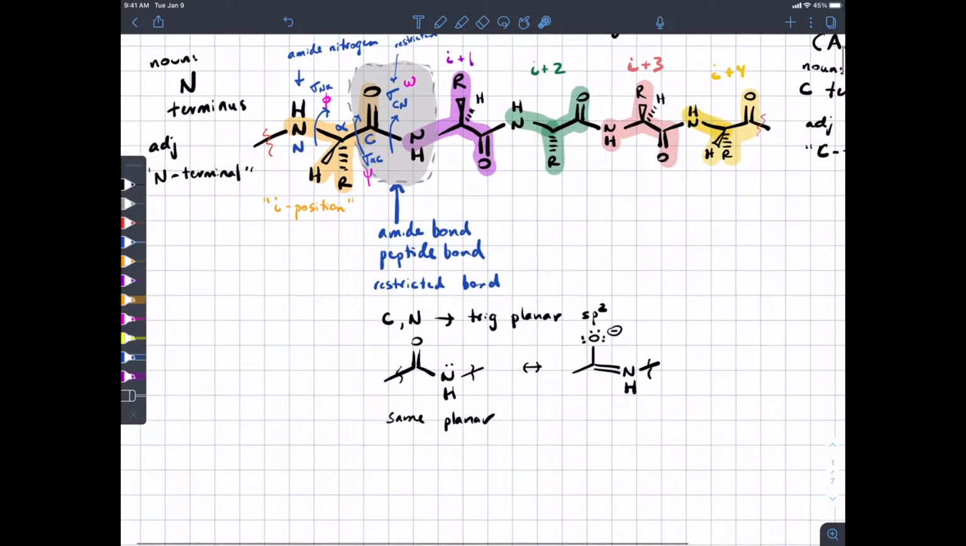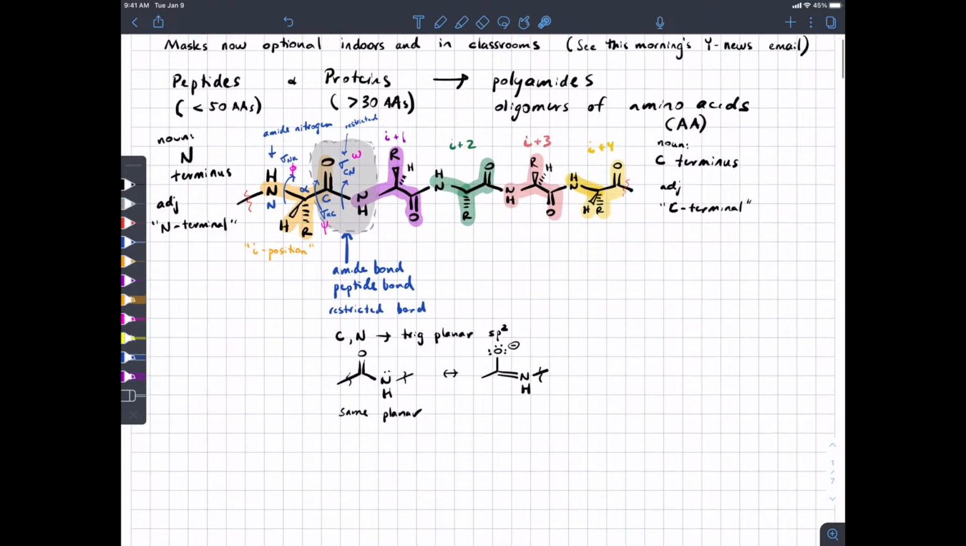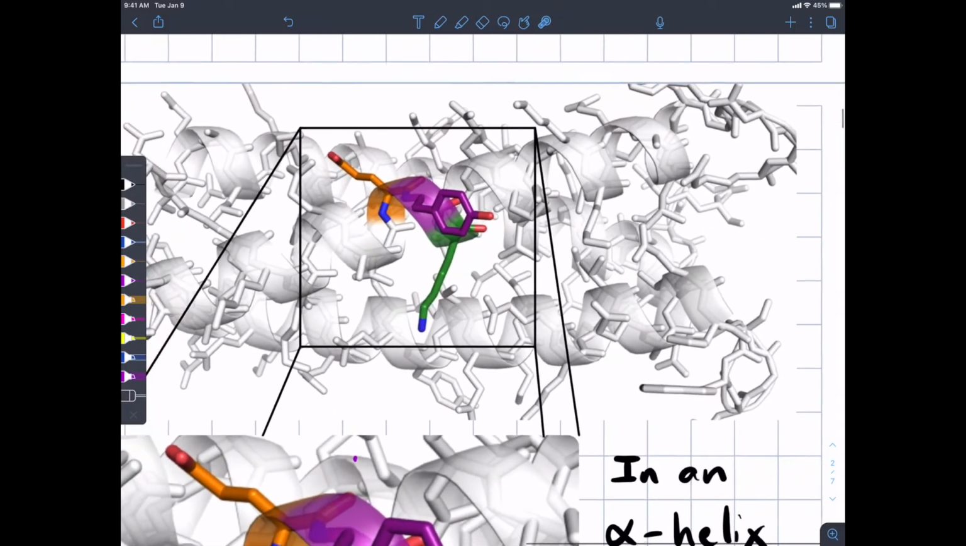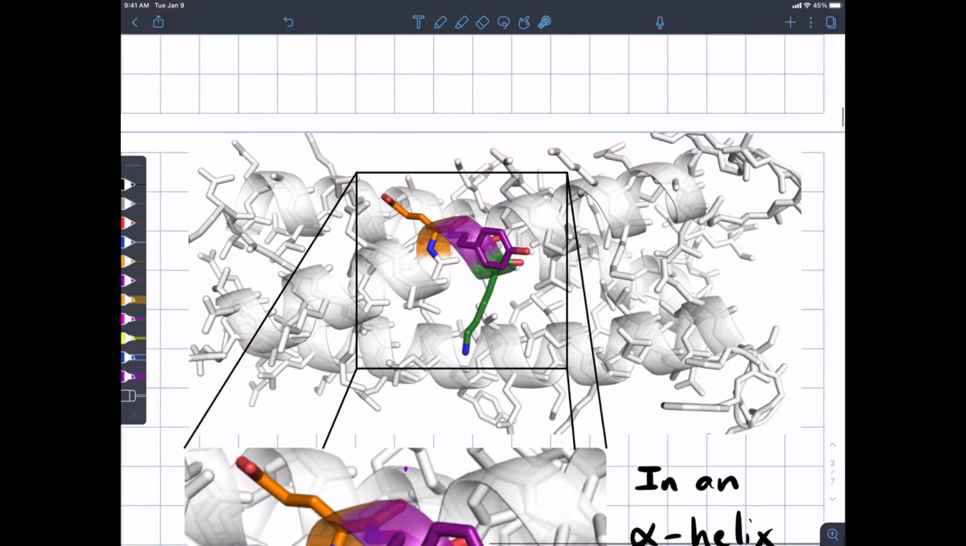So what we're going to do now is I'm going to show you an image of a protein secondary structure. What is shown here is 3 alpha helices that are packing around a single axis. We'll talk about how this happens. This is a structure called a helix bundle or a coiled coil.